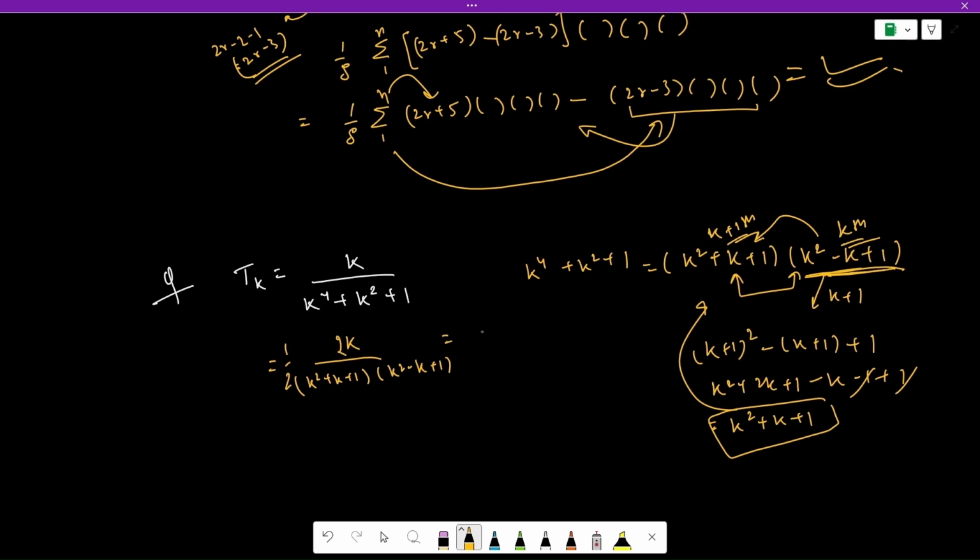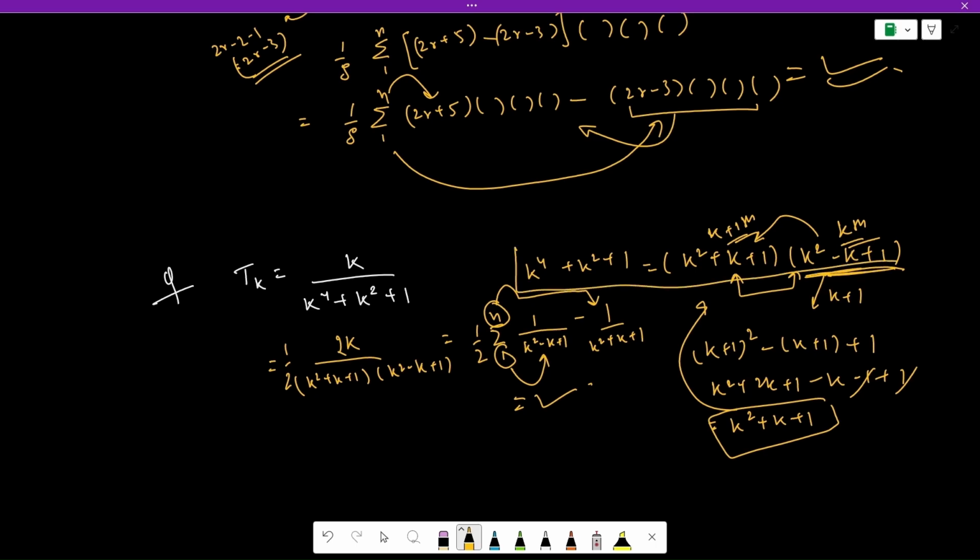Now let's break it, so this will be 1 by 2 summation 1 to n of 1 upon k square minus k plus 1 minus 1 upon k square plus k plus 1. Now just put this in the term-wise greater, which is this one, and this will be term-wise lower, and you will get the answer. Now this is the important part, that this identity is used very often, and you must remember this. Now let's see the next question.